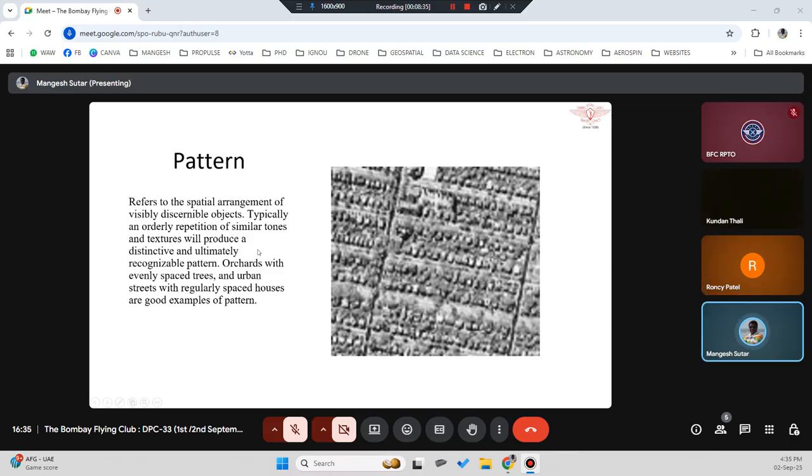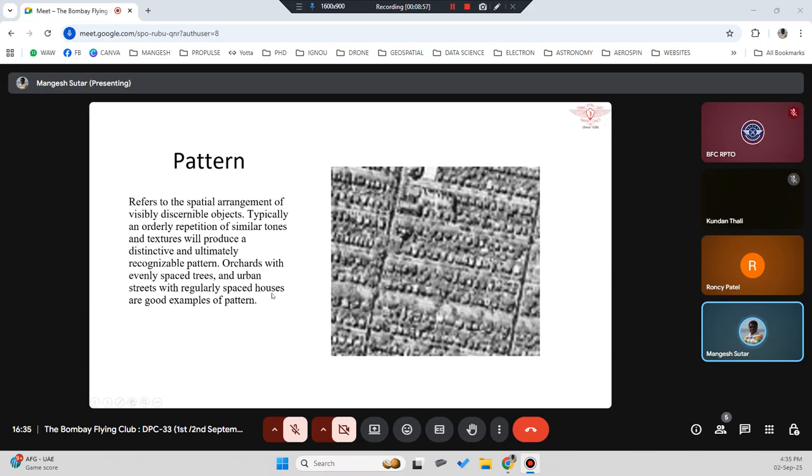Again, patterns. Pattern refers to the spatial arrangement of visibly discernible objects, typically orderly repetitions of similar tones or textures, which will produce a distinctive and ultimately recognizable pattern. Orchards with evenly spaced trees or urban streets with regularly spaced houses are good examples of patterns.